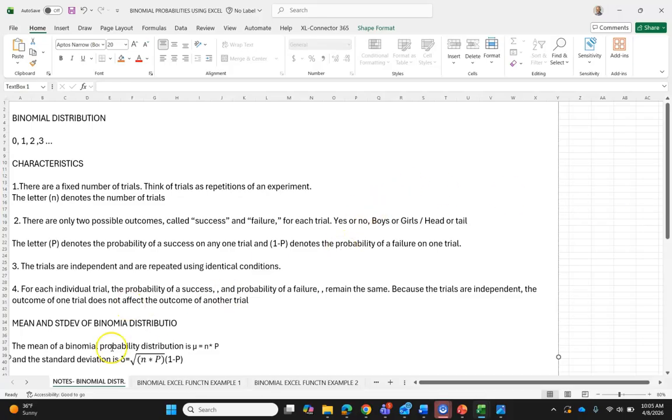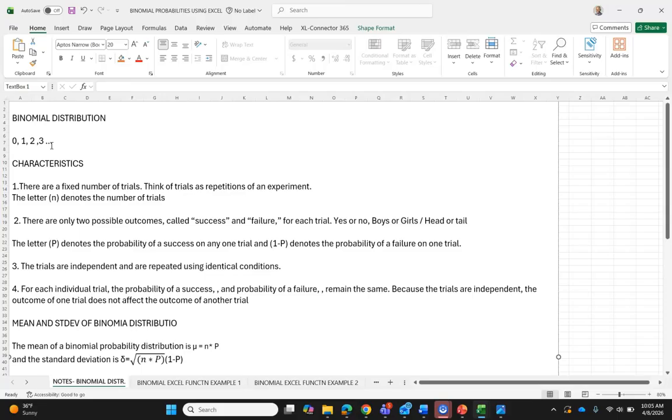If you can, open this Excel file, which I'm going to post in week 6. We have notes for the binomial distribution where I made some summary, and then we'll work on some examples: example 1, example 2, and so forth. The binomial distribution, as I said, involves discrete numbers or discrete values. We don't include decimal points. So here we have 0, 1, 2, 3, and so forth. Those are the discrete values.